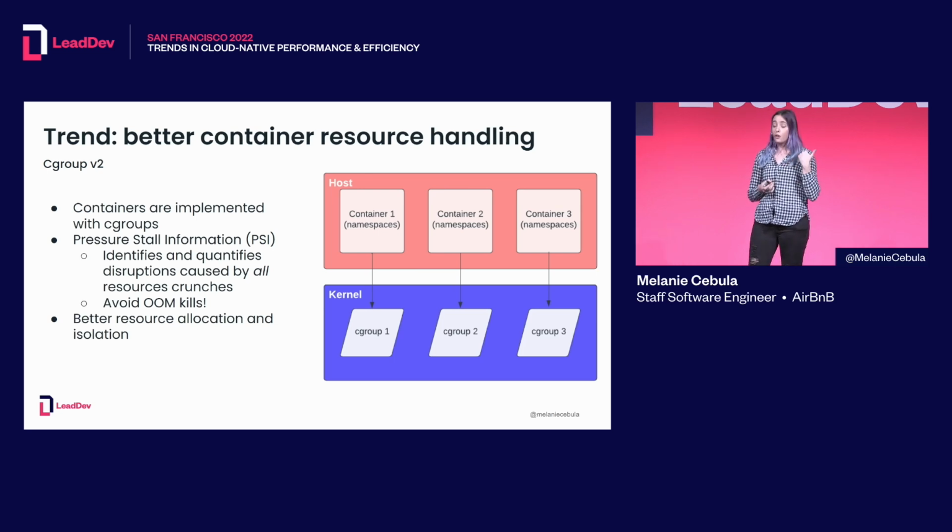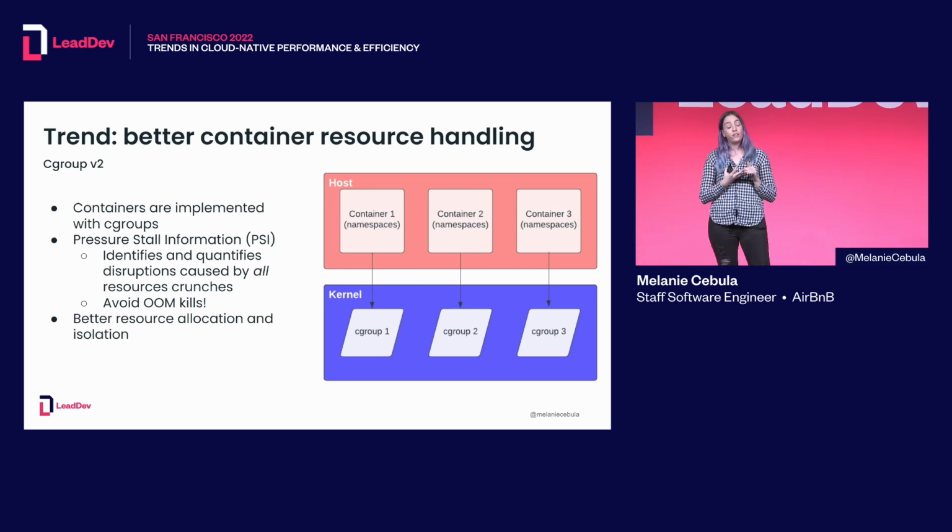So, as I said on the kernel side, PSI, or pressure stall information, identifies and quantifies disruptions caused by all resource crunches, which include CPU, memory, disk I/O, network, and so on. And this could be a great way to prevent and better avoid catastrophic disruptions such as kills, which I don't know if you guys have run into this with containers, but I certainly have.